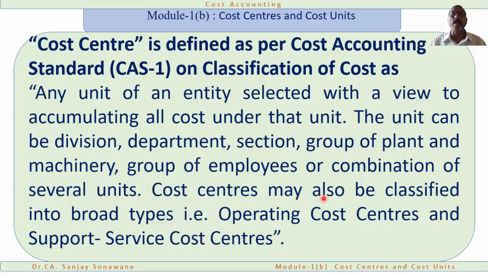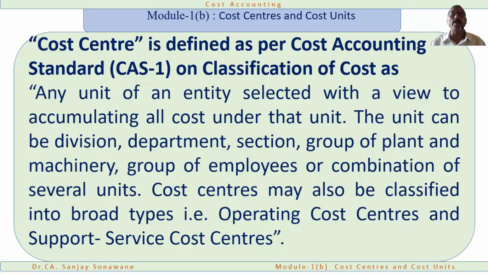Cost centers may also be classified into two broad types: operating cost center and support service cost center. Now what is the meaning of this? In cost accounting, the basic function is production. So when we carry out production, we are incurring expenses. Those expenses are generally called operating cost. So this is the one section where we incur the cost.